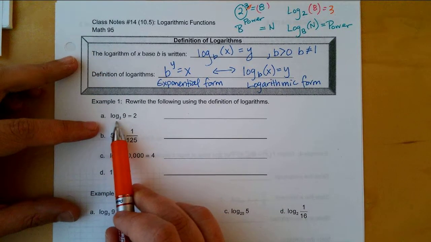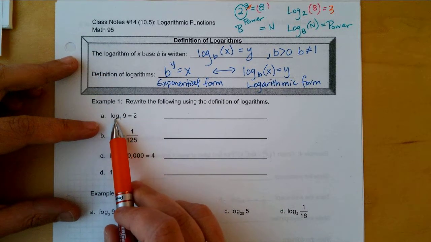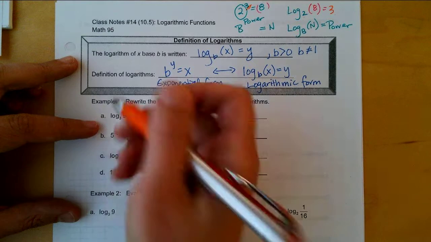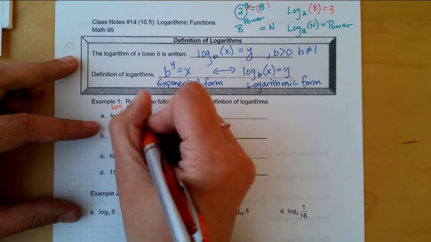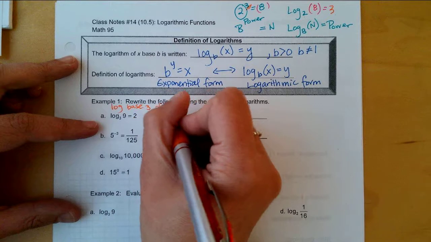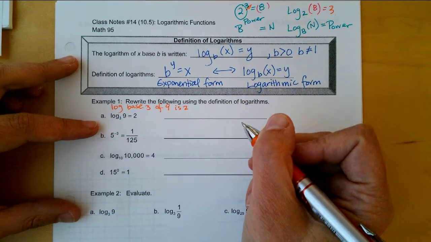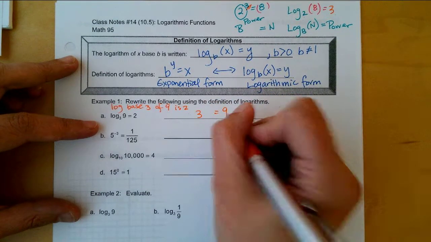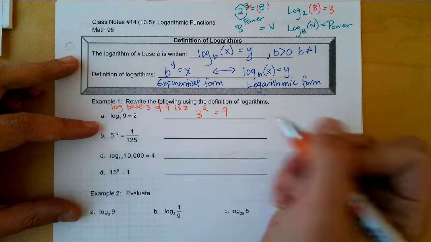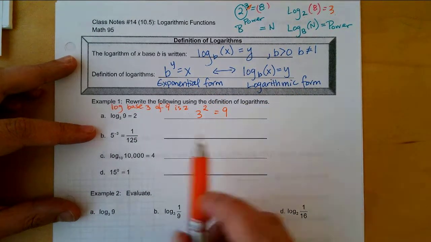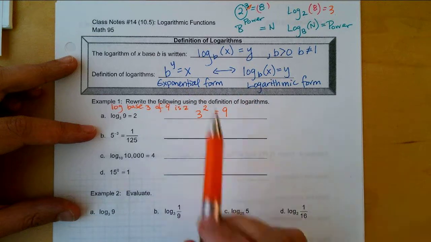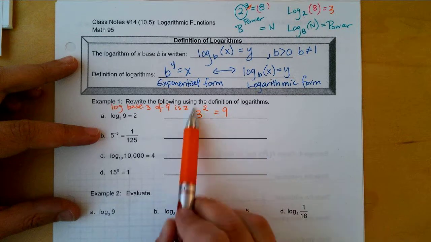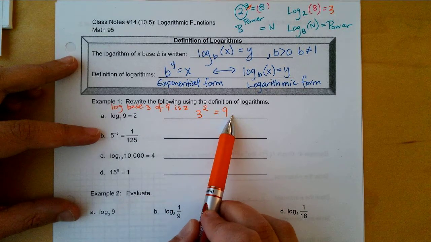So let's try a few here. The base is this little tiny number. We read this log base 3 of 9 is 2. Well, that means that 3 as the base is equal to 9. What was the exponent? 2. So you're just using the definition of logarithms. We take it from logarithmic form to exponential form. Why is this exponential form? Because you have a base to a power equals a number.